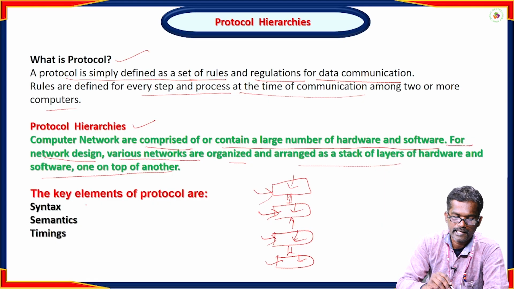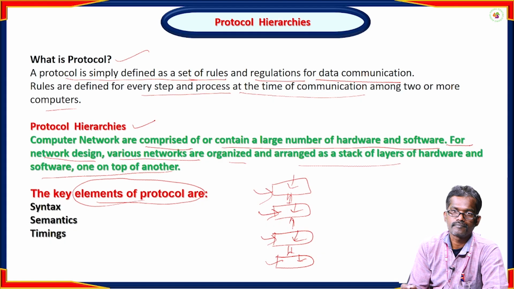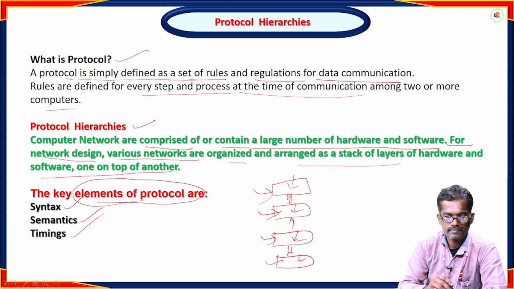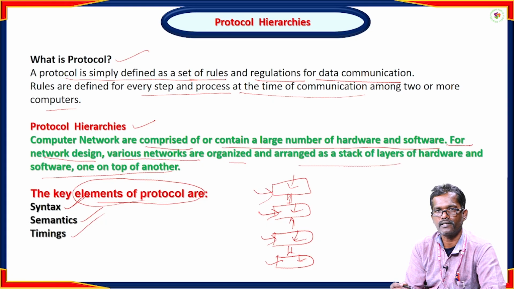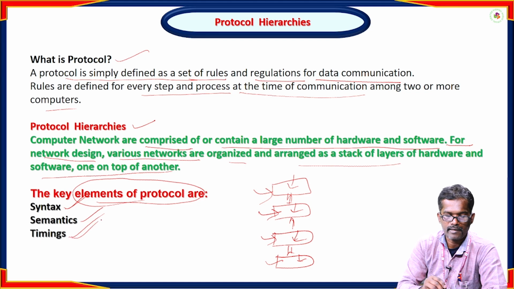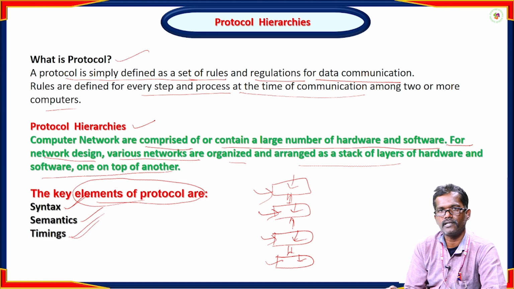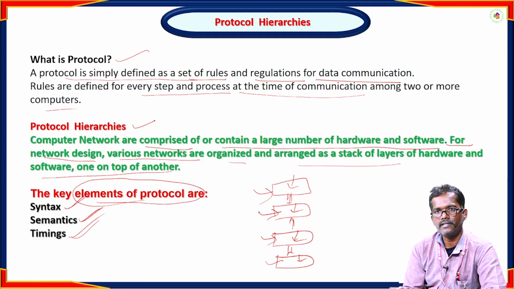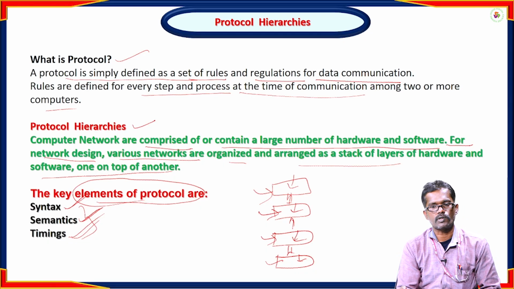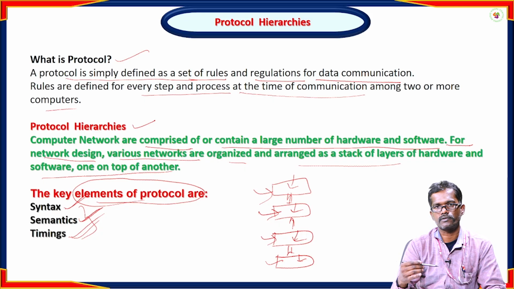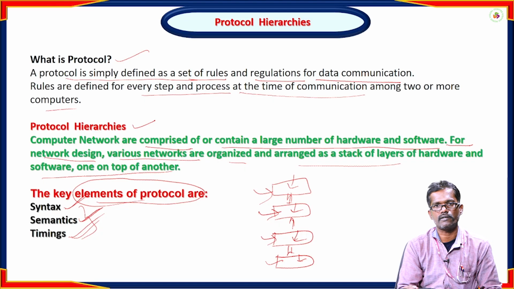And then coming to the key elements of a protocol: syntax, semantics, and timings. Syntax means the format in which we write the data. Timings means at what time the message needs to be sent and received, and at what speed. Semantics means in what way the message is communicated. All these 3 key elements of a protocol are very important. With this, we have covered half of the first unit.